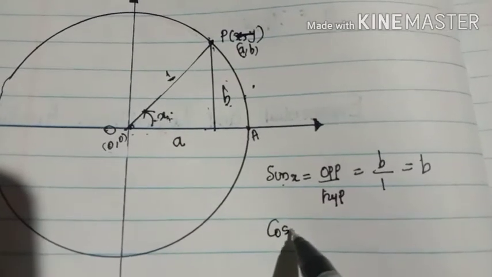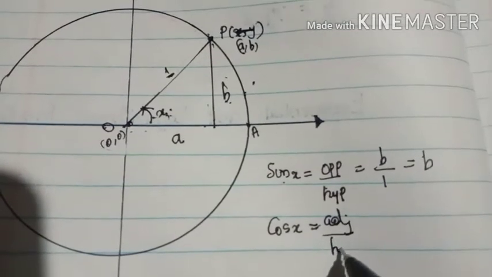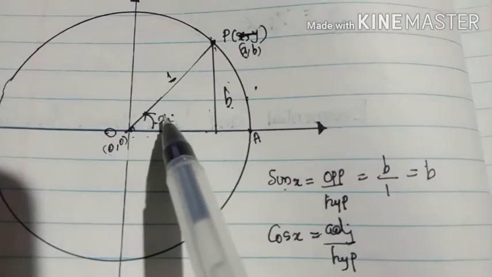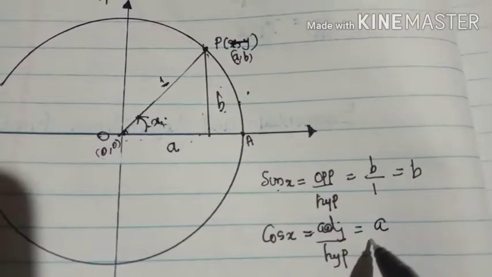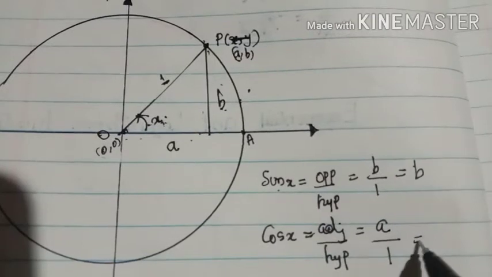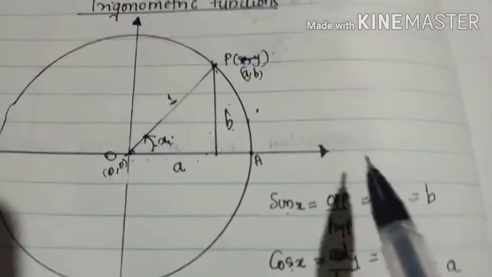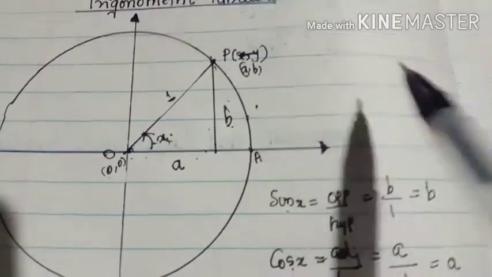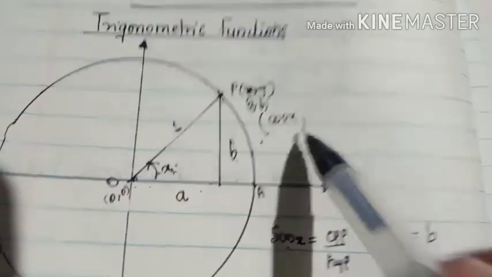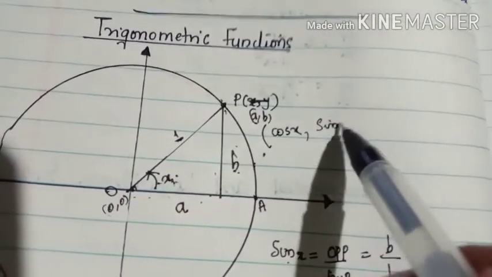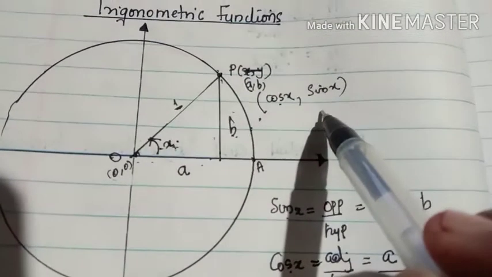Now what is cos x? Cos x ratio is adjacent side by hypotenuse. What is the side adjacent to this angle? It is A. So adjacent side is A and hypotenuse is 1. So A by 1 equals A. That is cos x equals A. So here we are going to change this coordinate: A is cos x and B is sin x. Okay. So the coordinates of P become cos x, sin x.